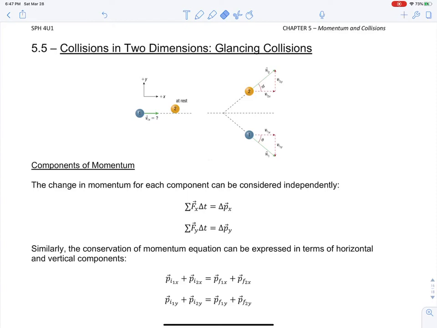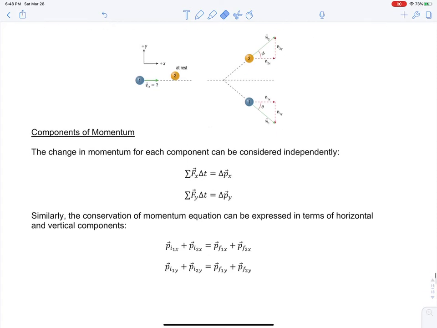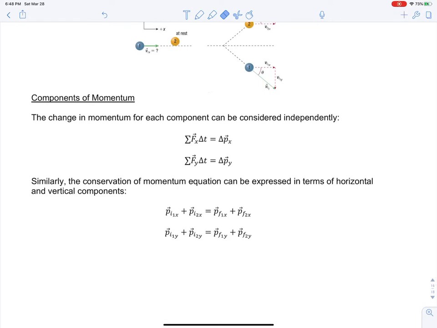It's important to know that when we're handling these problems, we examine things in terms of their components. So we're going to be looking at the components of momentum. The change in momentum for each component can be expressed independently, so we can look at the change in momentum in the x direction and then the change in momentum in the y direction. Similarly, the conservation of momentum can be expressed in terms of horizontal and vertical components, as shown in these 2 equations.